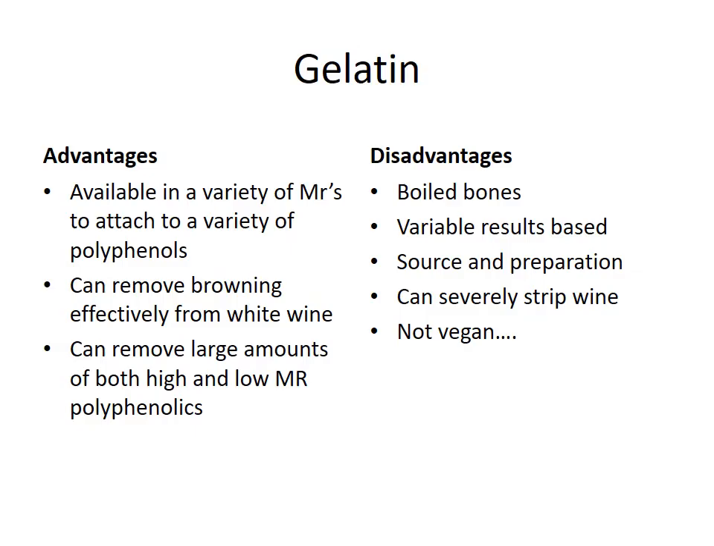So the advantages of gelatin, they can be available in a whole bunch of different ways. You can buy them from different manufacturers with different strengths and different effectiveness. So there are variables. So don't consider my example to be perfect. It can remove browning effectively from white wine. So if you get a white wine that got brown because somebody didn't pay attention to it, you can go ahead and use gelatin to clean that up. And then you can also remove a whole bunch of everything because gelatin is the equal opportunity wine stripper.